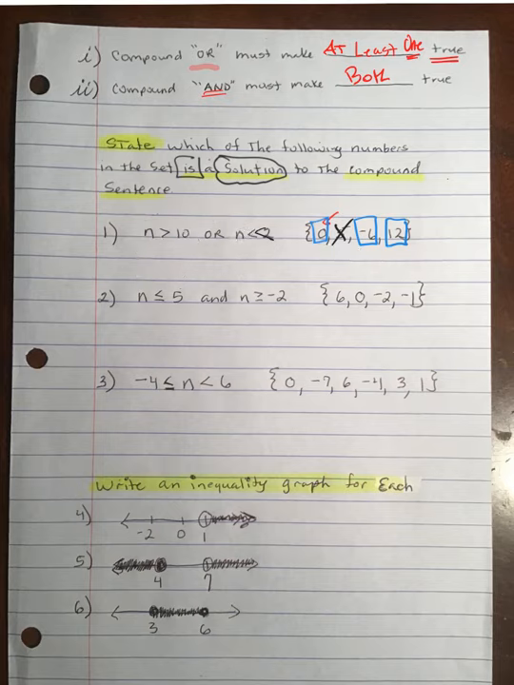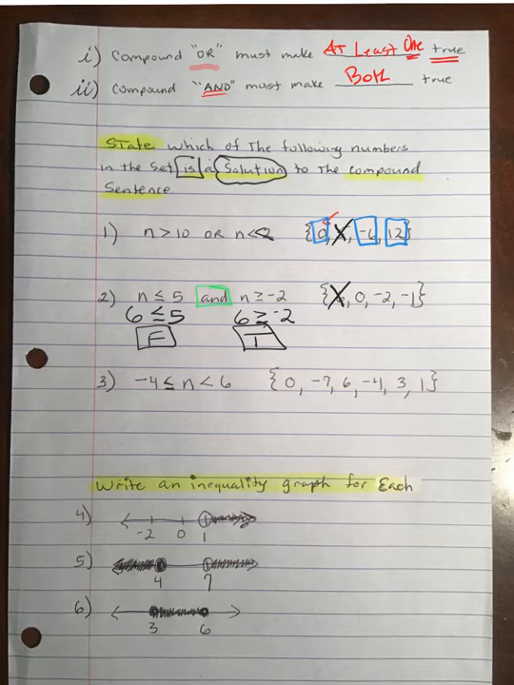This time we have a compound AND. Remember, to be a solution to a compound AND, it must be true for both. Let's test 6. Is 6 less than or equal to 5? That is false. Is 6 greater than or equal to -2? That is true. It has to make both of them true, and it did not, so 6 is not a solution.